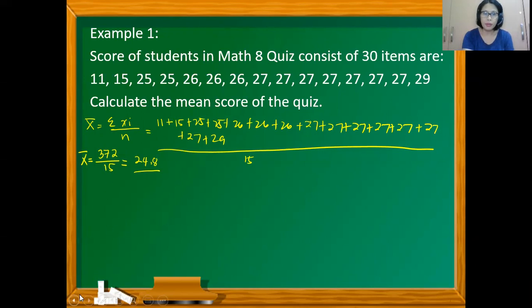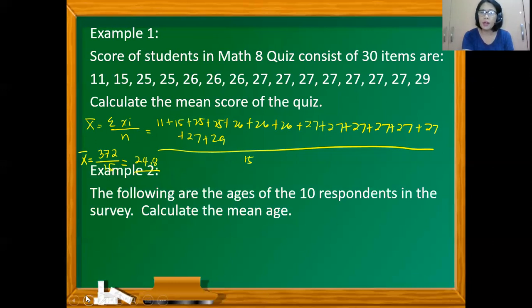Now, how do we interpret the result? Students who got below the average score did not perform well, while students who got a score higher than the mean score performed well in comparison to the entire group of students who took the quiz.